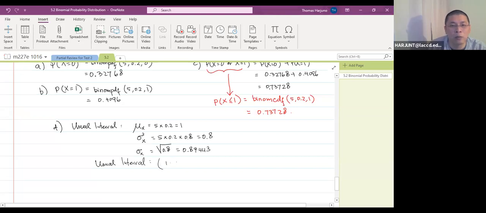That's 1 minus 2 times 0.89443 up to 1 plus 2 times 0.89443. Then from there you will see 1 is in this interval.